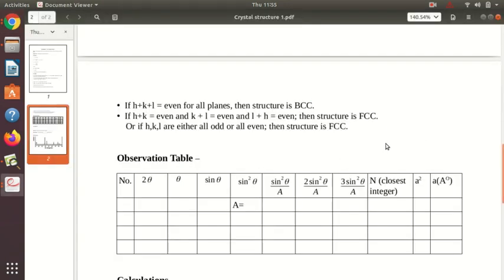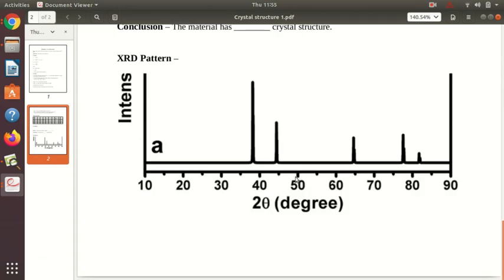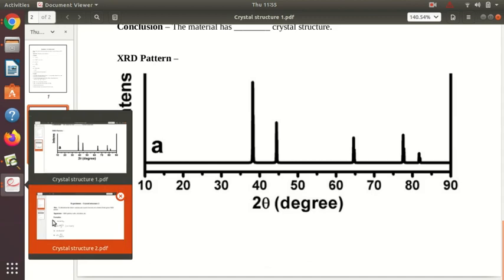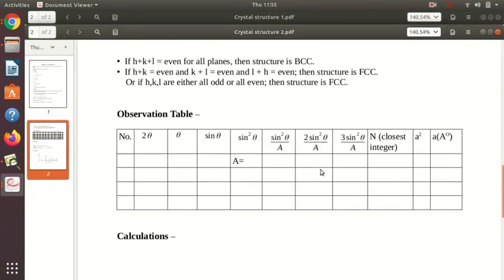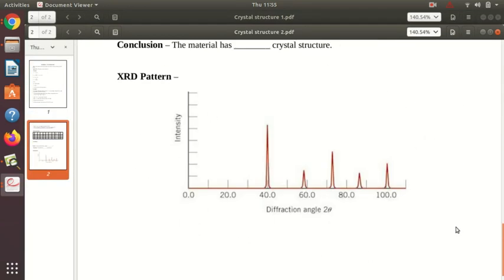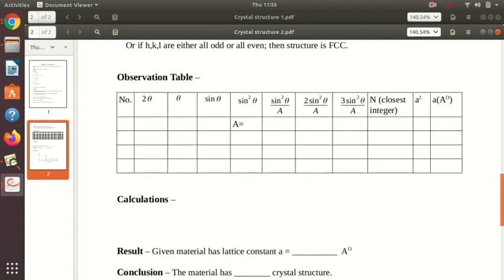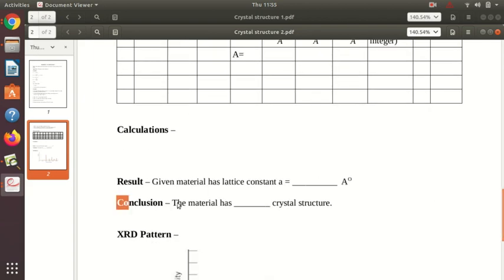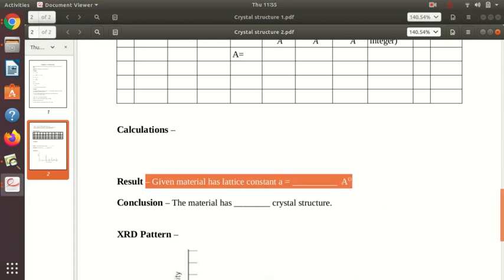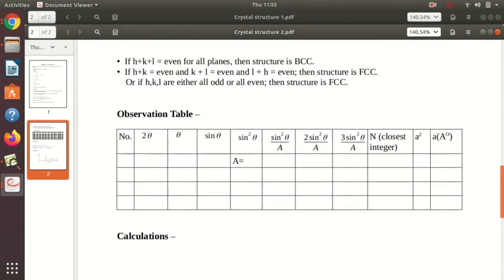So I have given you two samples. First sample is this, the XRD pattern for sample 1, and there is the XRD pattern for sample 2. So you have been given two different samples, and you have to find out what these samples are. One is FCC and one is BCC. You will write that in the conclusion, but still we have to find out the lattice constant or lattice parameter A. So how will we find that?